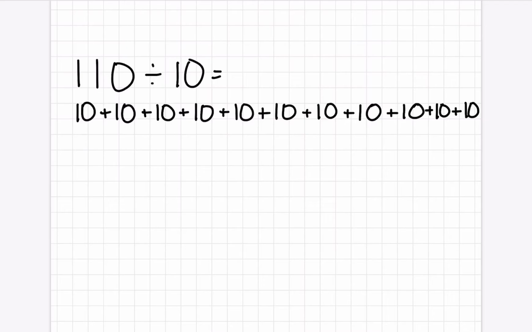Oh my goodness. So how many tens do I have? 1, 2, 3, 4, 5, 6, 7, 8, 9, 10, 11. So that means that 110 divided by 10 equals 11.